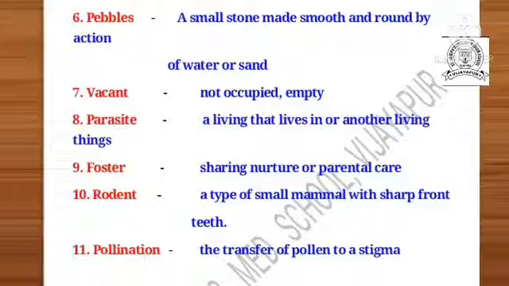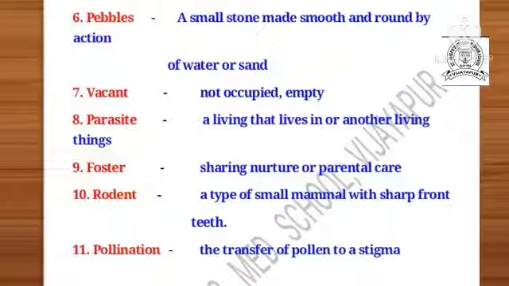Now the 10th one is rodent. Rodent means what? A type of small mammal having sharp teeth. For example, rat and mouse. These are the rodents which can cause damage, which can destroy the farmers' crops. And these rodents are controlled by birds because birds can eat these rodents. So birds are very helpful to farmers.